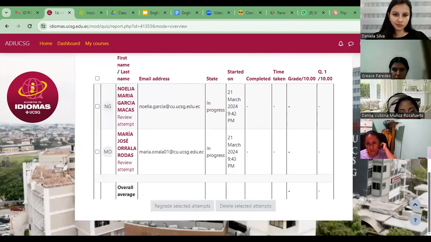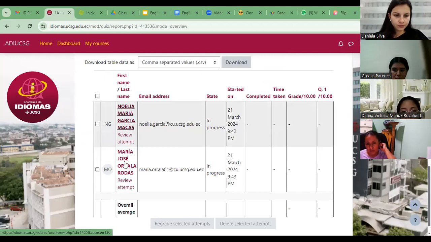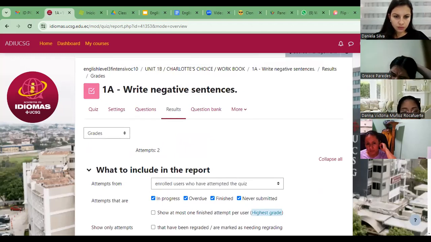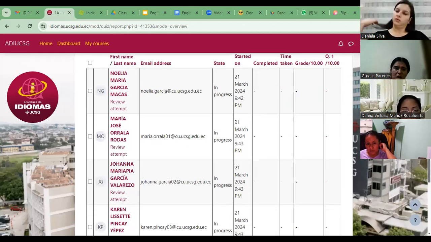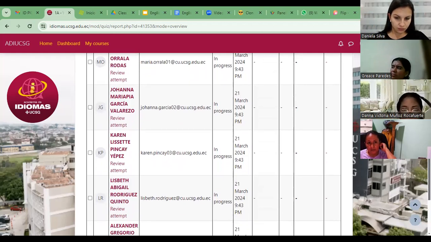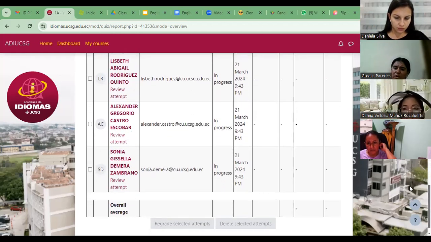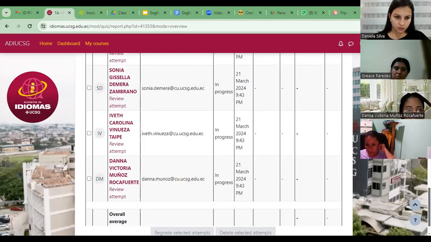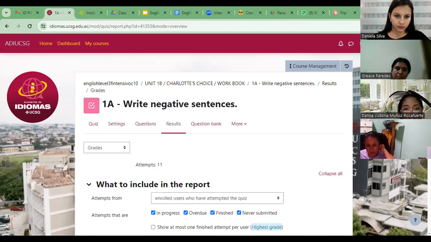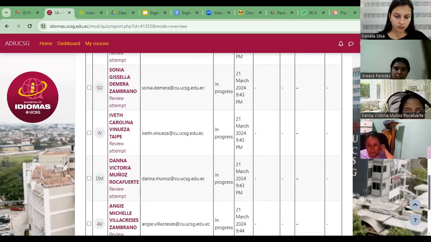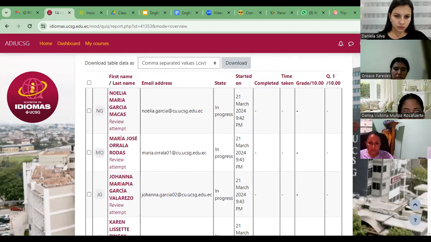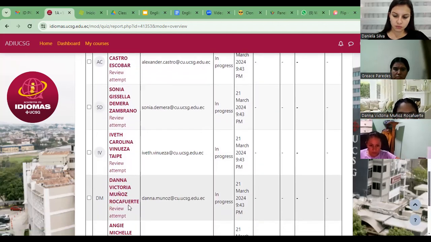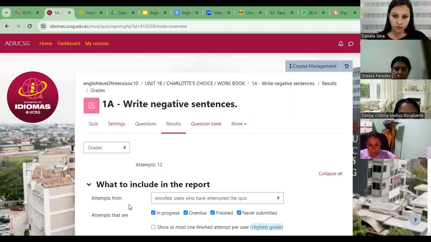I should see everybody here. Noelia and Maria Jose. What about the rest? Where is the rest? This is where everyone should be working. My 20 students, 20 people. Now Joanna's there. Good. Karen, Lisbeth, Alexander, and Sonia. Look what I do: I keep refreshing, again I refresh, and I keep looking. And Dana and Yvette. Good. I keep refreshing until I see everyone here. Dana, Angie, Mercy. Good. Who am I missing? How many students do I have? 1, 2, 3, 4, 5, 6, 7, 8, 9, 10, 11. Only 11. I'm missing 11 more.